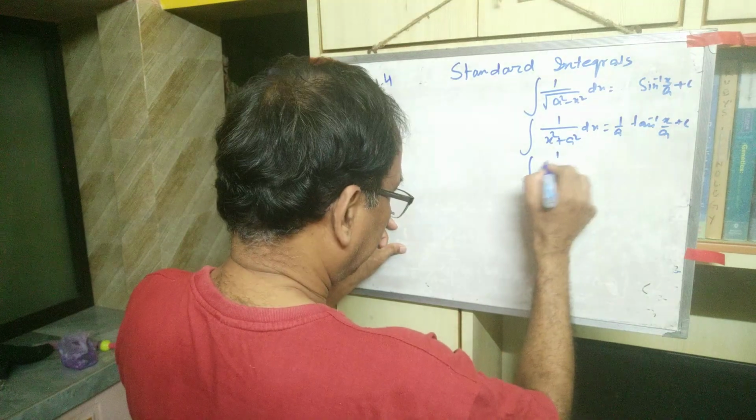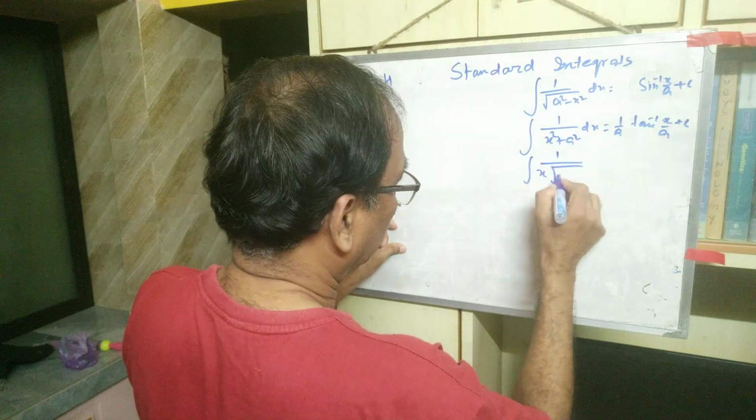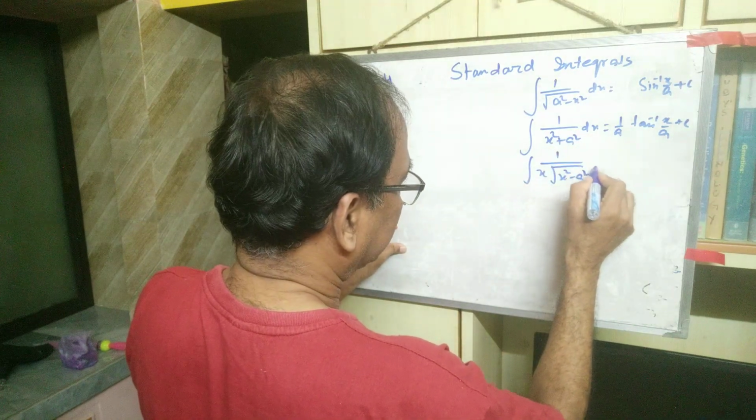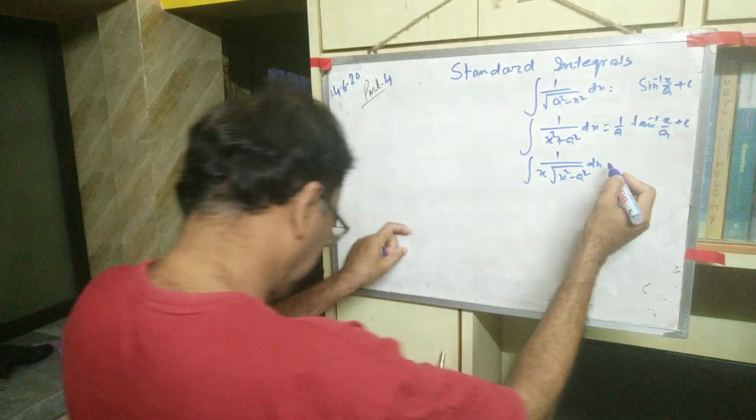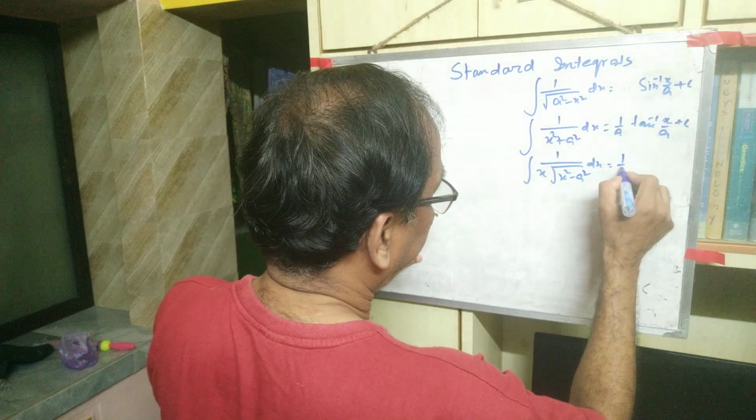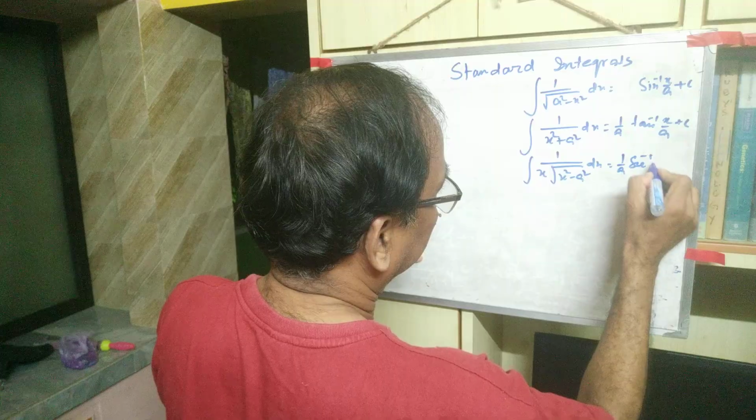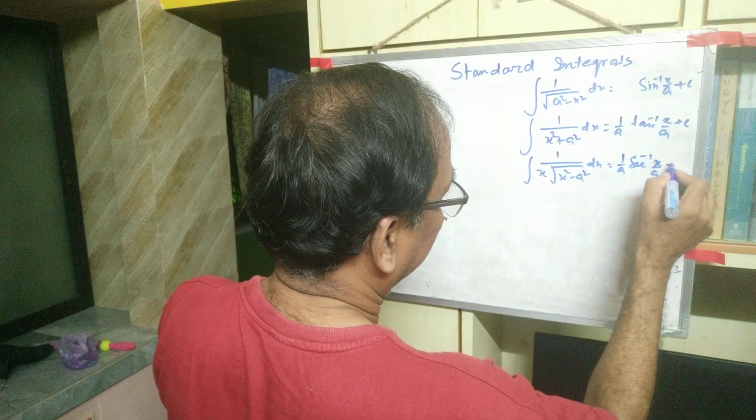1 by x root over x square minus a square dx equals 1 by a sec inverse x by a plus c.